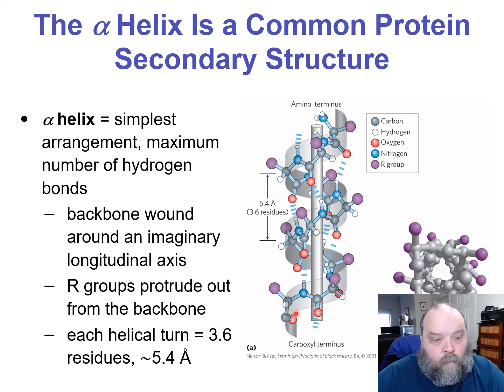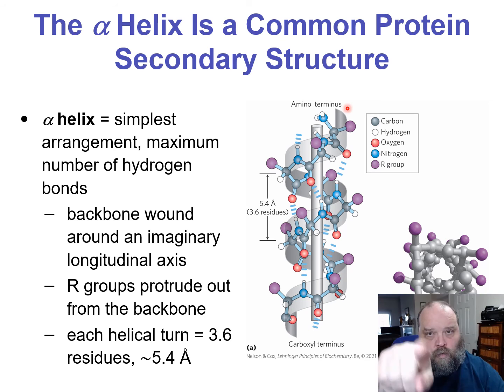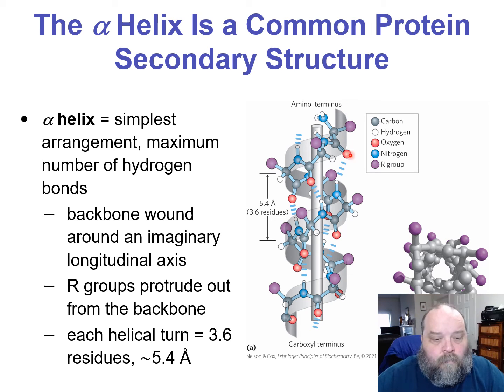This backbone wraps around an imaginary axis, just like a corkscrew does. So it's not a twist, it's a true corkscrew effect. If you were to take that alpha helix and look at it end on, it is hollow in the center. All of the R groups, as you notice here, are pointed outward from the central axis.